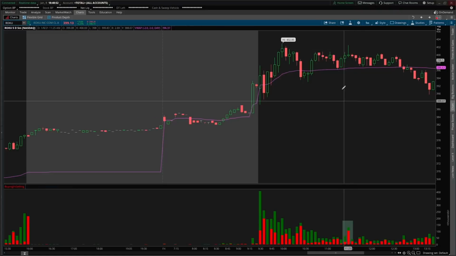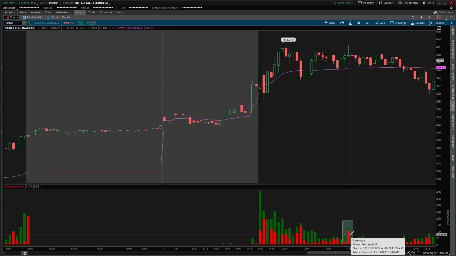So if you see a volume spike, the market's not giving you any clues. We're in the middle of a range. We're moving completely sideways. And yes, we have a huge volume spike, but there's no real information that we can get out of this.